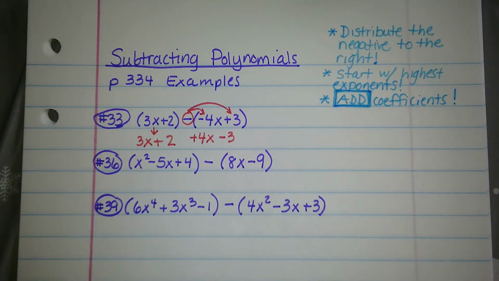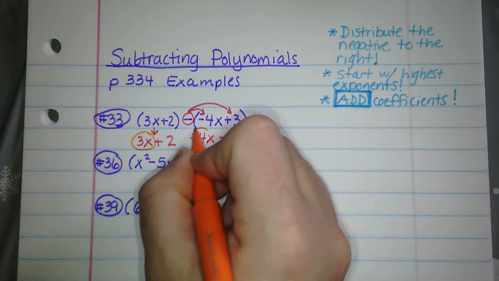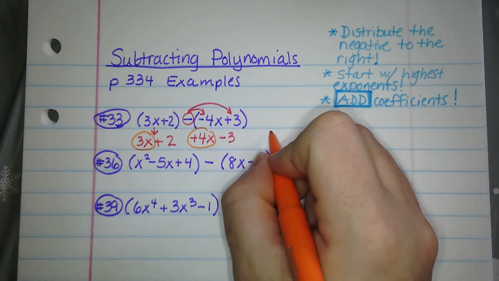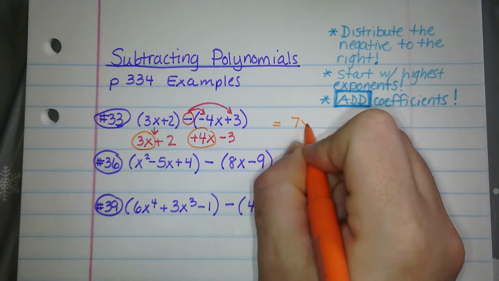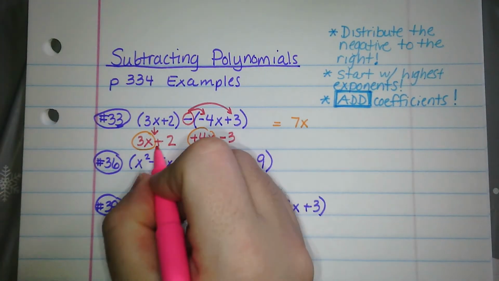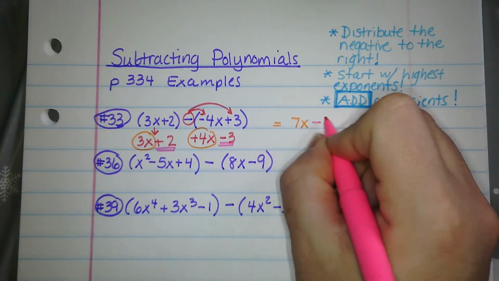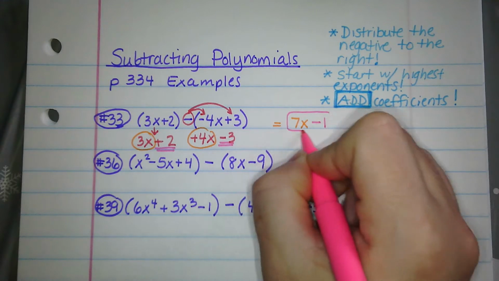And at this time, we're able to combine like terms. So we want to start with the highest exponent. Our highest exponent would be the x. So I have a 3x plus a 4x. That's going to give me a 7x. And the other set is constants. 2 plus negative 3 is negative 1. So this is our final answer.